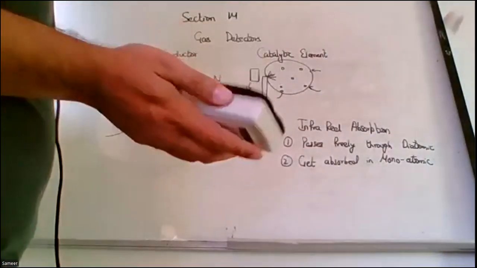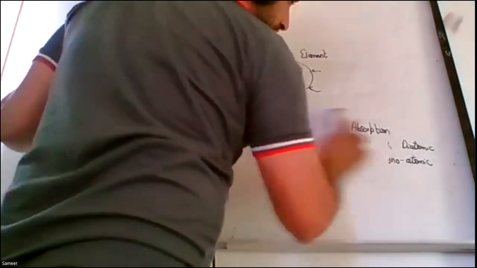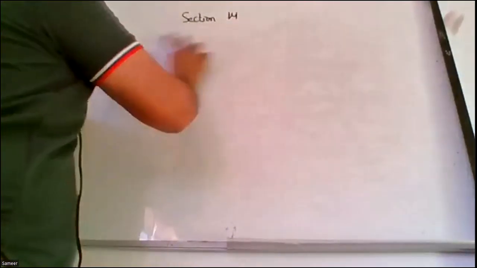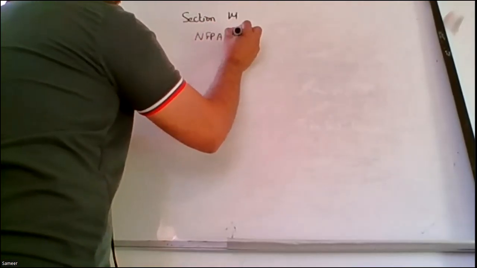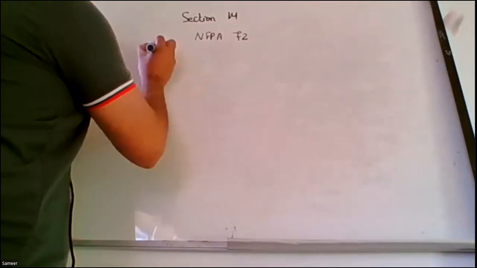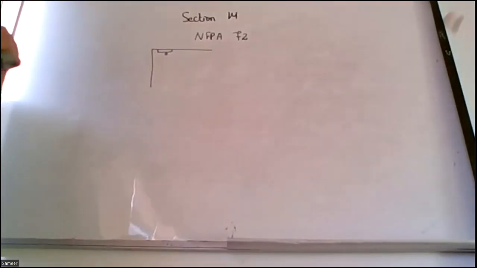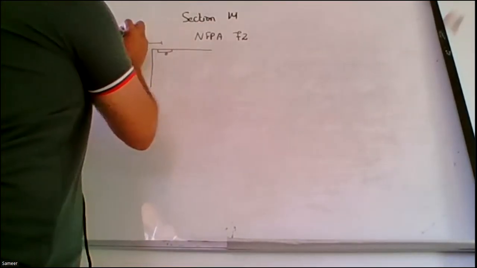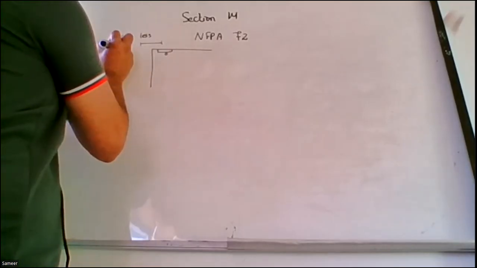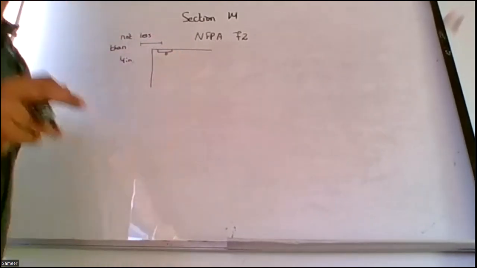Some basic rules for the detector placement, some basic code from the NFPA 72. Whenever the detector is placed, it should be placed not less than 4 inch from the ceiling. Not less than 4 inch means that this distance should be 4 inch from the detector.